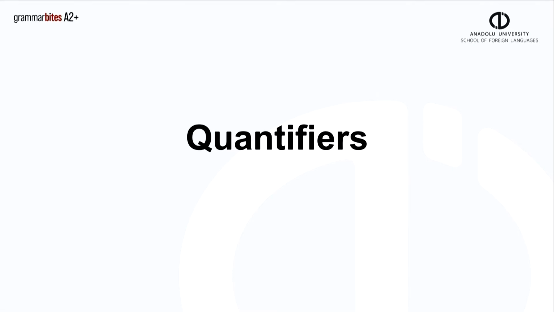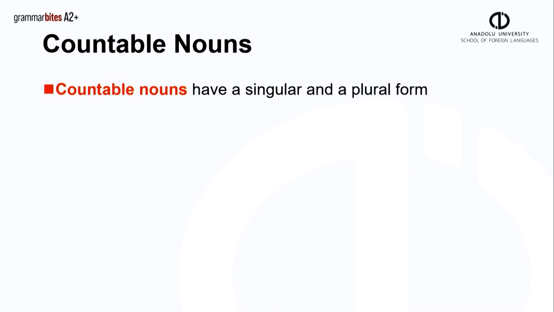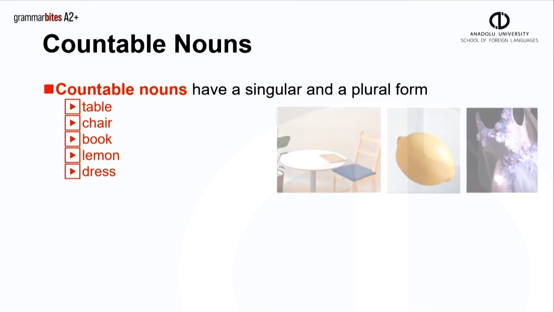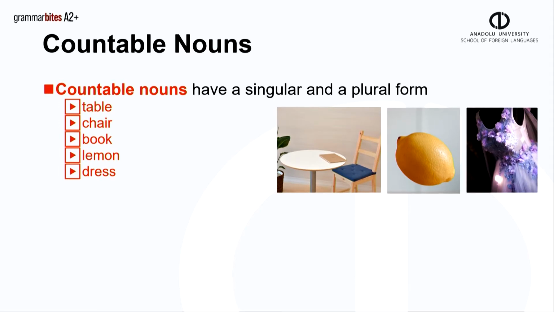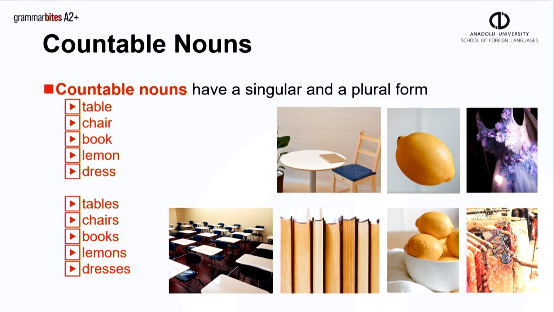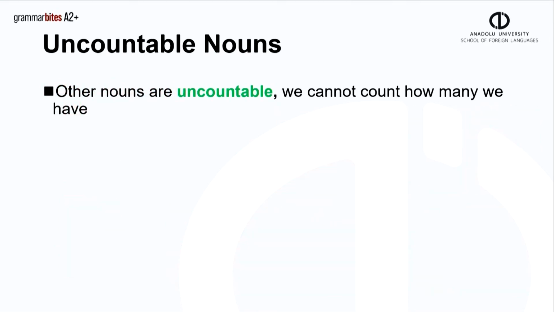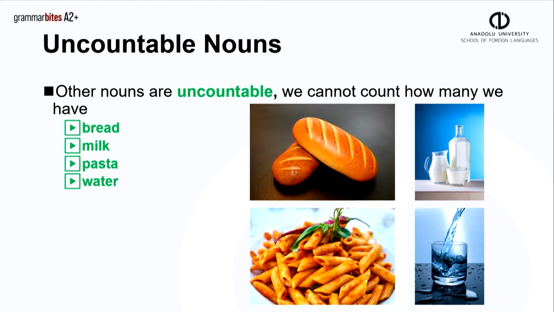In this video we are looking at quantifiers. But before quantifiers, let's look again at countable and uncountable nouns. Countable nouns have a singular form: table, chair, book, lemon, dress, and a plural form: tables, chairs, books, lemons, dresses. Other nouns are uncountable. We cannot count how many we have: bread, milk, pasta, and water.